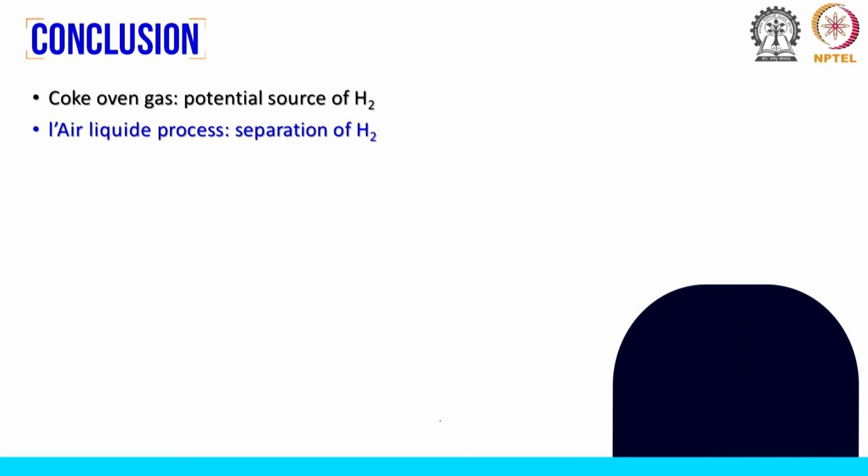So, with this we come to an end on the hydrogen production part. We have talked about hydrogen production from the conventional fossil fuel or fossil resources. In the next class, we will look into the non-conventional or renewable energy resources, mostly water splitting, that we will take up in the next class.